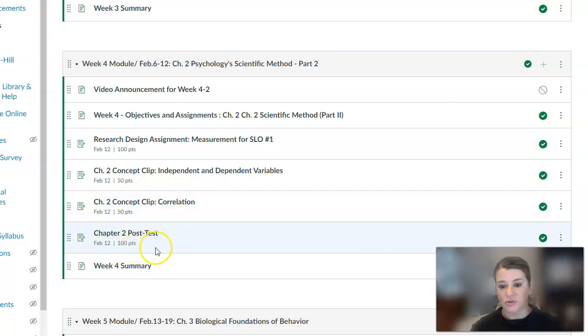And then your chapter 2 post-test. So we didn't have a quiz over this chapter last week. Here it is this week. So this week we'll round out Chapter 2 on Psychology Scientific Method.